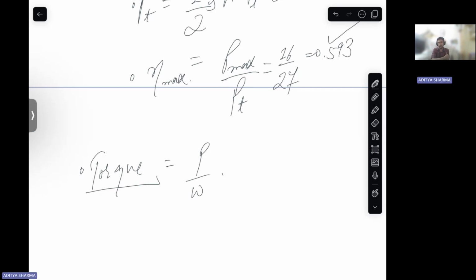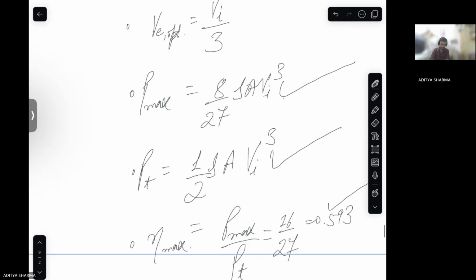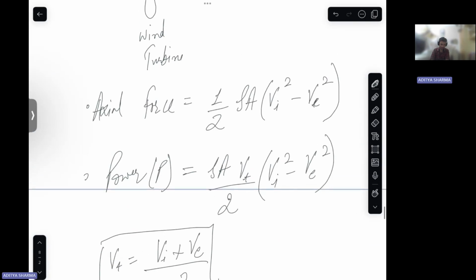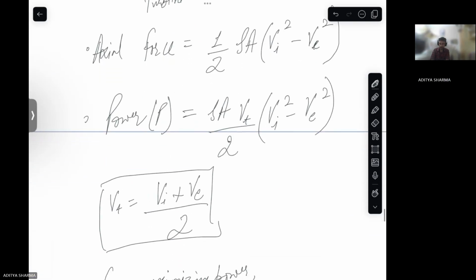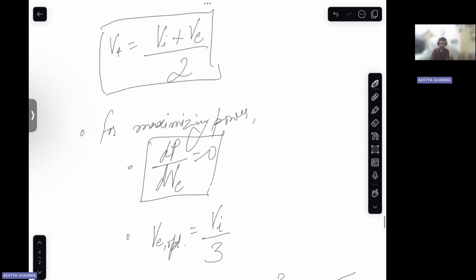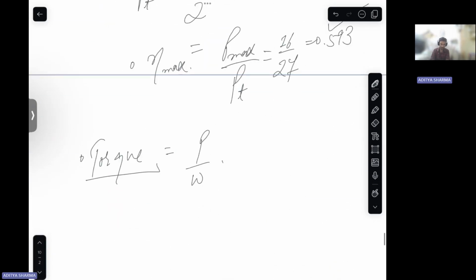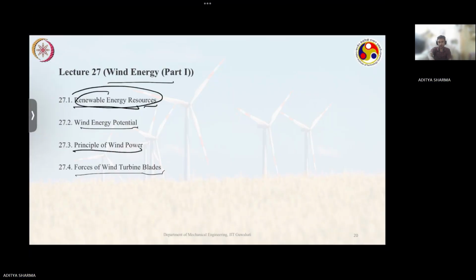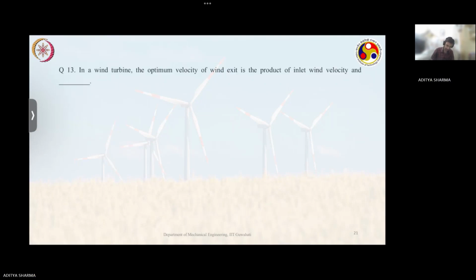Okay. And for axial force, we have seen. And in terms of diameter of the turbine, also we can calculate it. So this axial force and torque is done then. Now after this, we will jump to the questions.